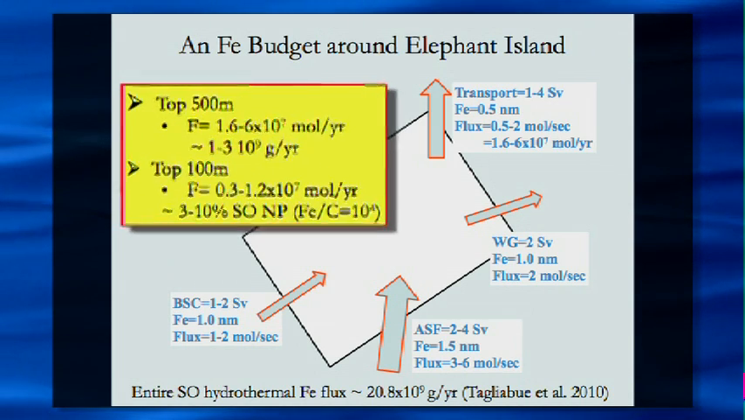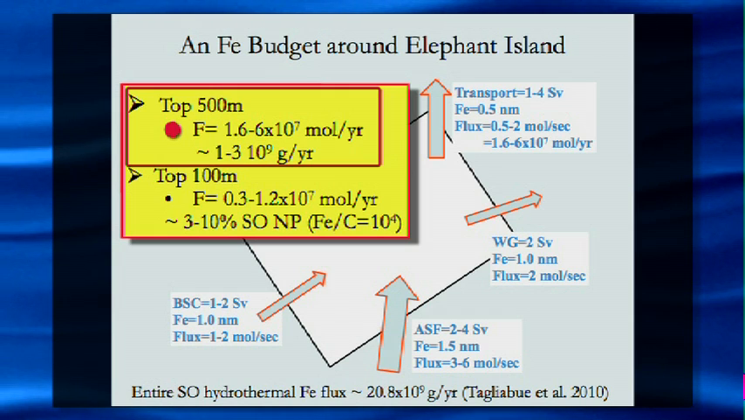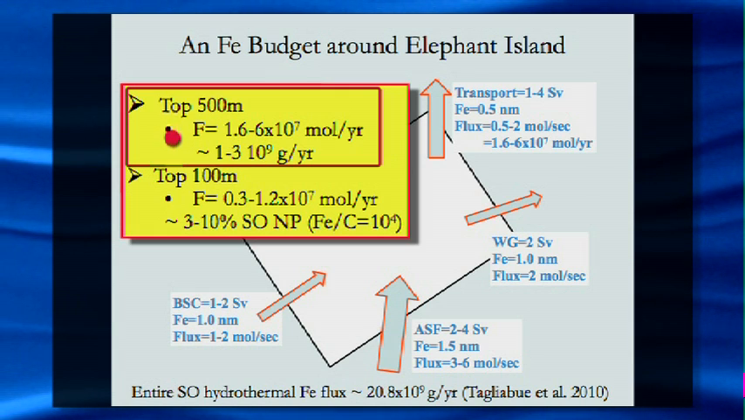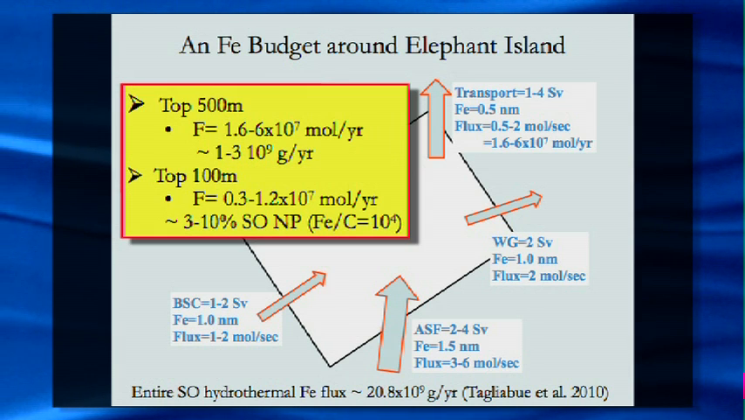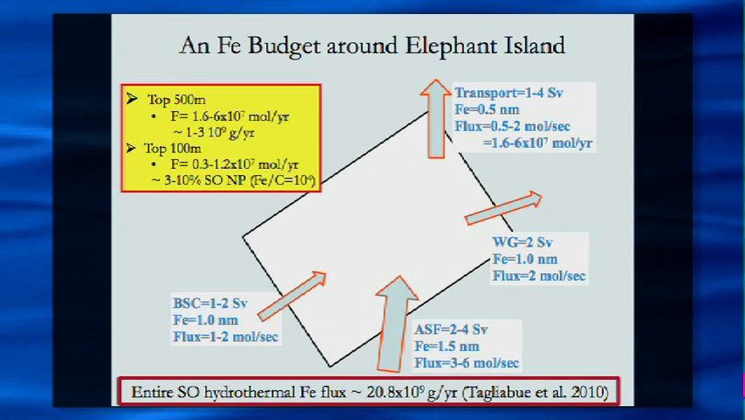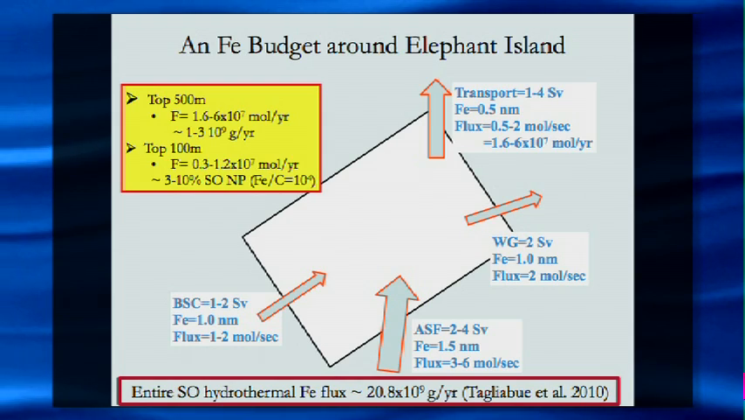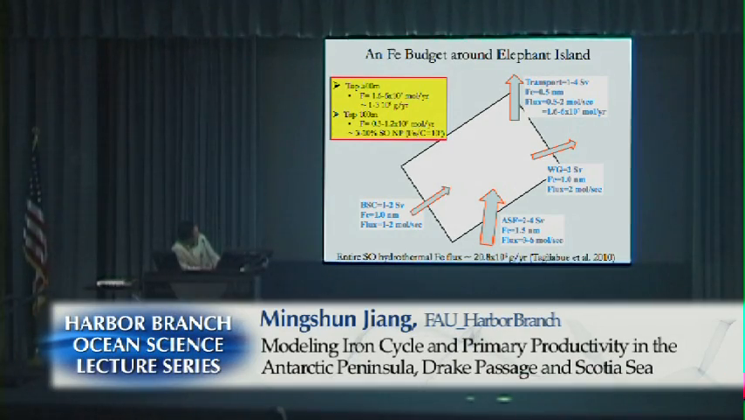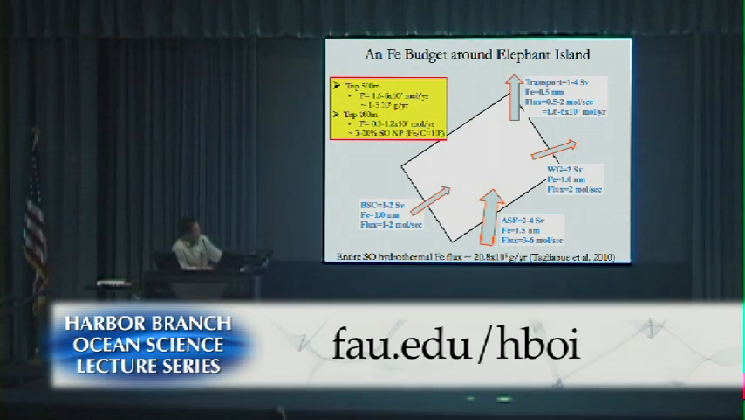All right, so if you look at the top 500 meters, the flux is something like this. And if you convert mole to gram, it gives you this number. As a comparison, the flux from the volcano in the entire Southern Ocean is about 20 times 10 to the 9 gram. So it's about 20 times of this. So you think about it, then we will realize this flux is very significant because this volcano flux includes the entire Southern Ocean.